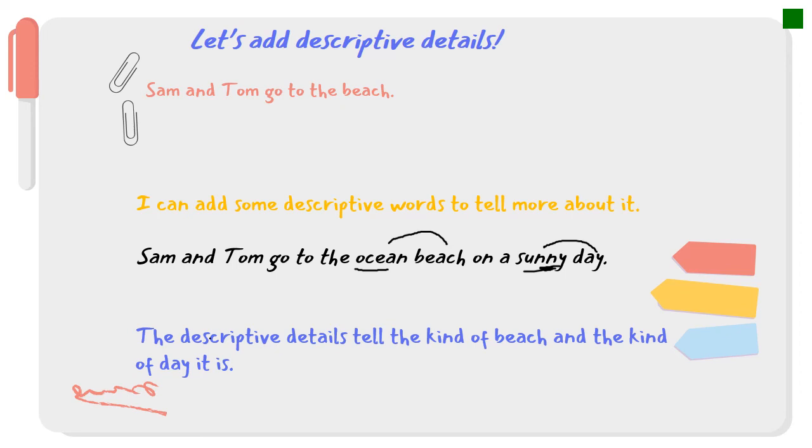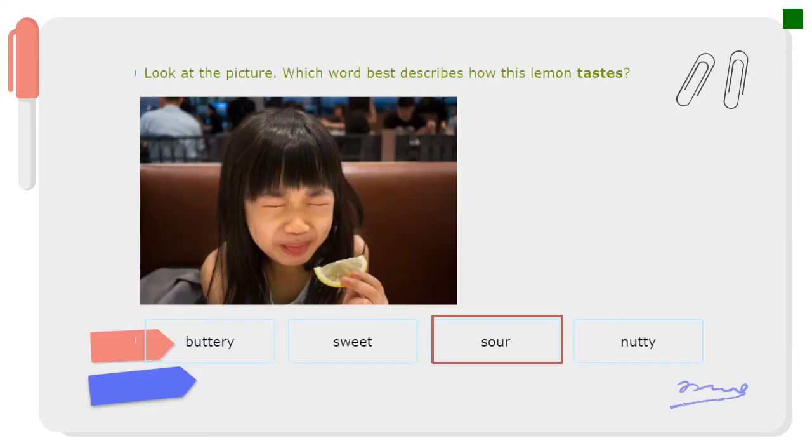Let's practice more. Look at the picture. Which word best describes how this lemon tastes? What do you think? Sweet or sour? Sour. So the word sour describes how the lemon tastes.